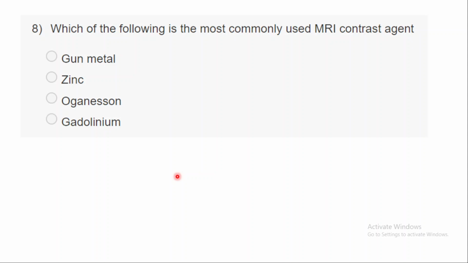I see some answers already. Yeah, many have answered. Abhinav is saying D. Surbi says A. Abhinami says option 2, zinc. Aditi, Anjali, Roshan, Komal, Anuradha, Janish are all going with option D or 4. Some people have answered gunmetal, zinc. Majority are answering gadolinium.